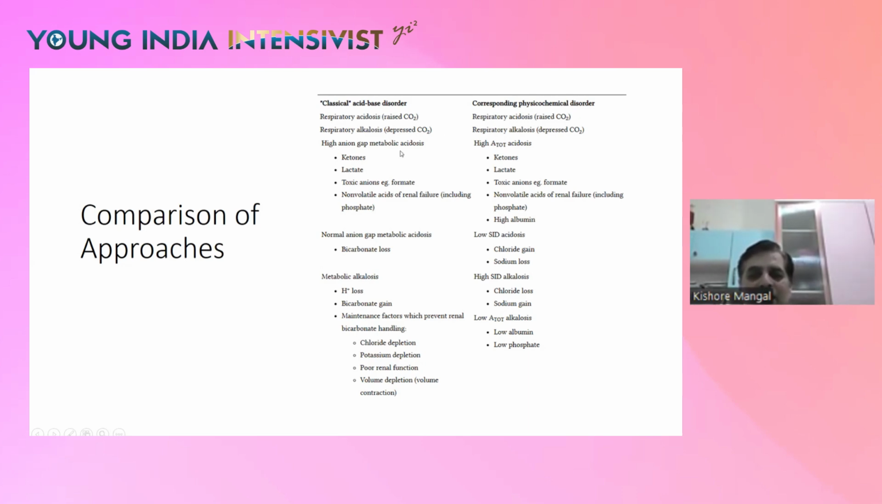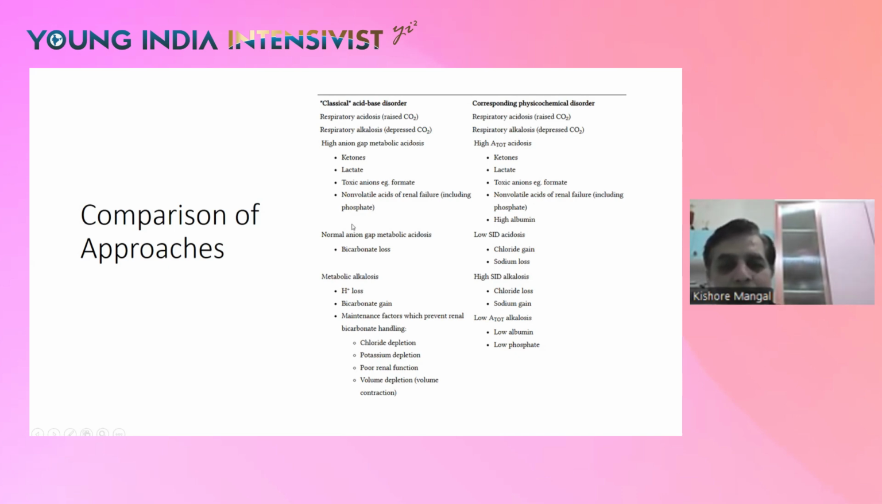In high anion gap metabolic acidosis, which is identified from anion gap calculation in the classical one and SIG in the physicochemical one, we have the reasons: ketones, lactates, toxic anions, and non-volatile acids, including phosphate. Here, the metabolic acidosis can be converted into high ATOT acidosis. High ATOT acidosis includes ketones, lactates, formates, non-volatile acids like phosphates, and high albumin. Although clinically we rarely see high albumin, giving albumin can cause acidosis. This can be explained from this particular slide.